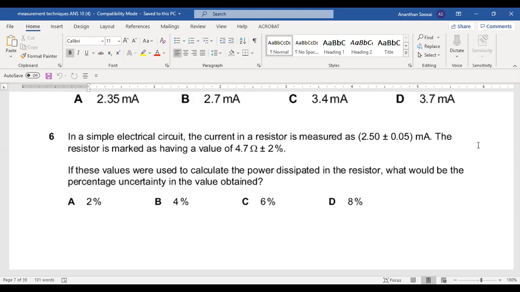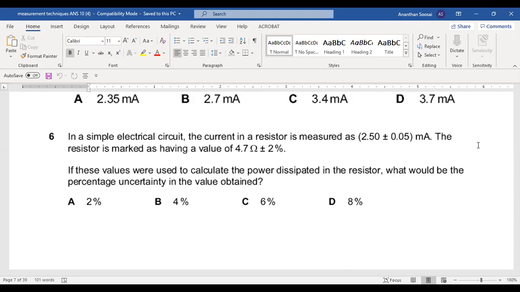So change of P over P equals to... anyone? Two changes of I over I. Okay, very good. Two changes of I over I plus changes of R over R. Yes, changes of R over R. So changes of P over P equals to 2 changes of I over I plus changes of R over R, without the 2. Okay, you are already there, 70% done.